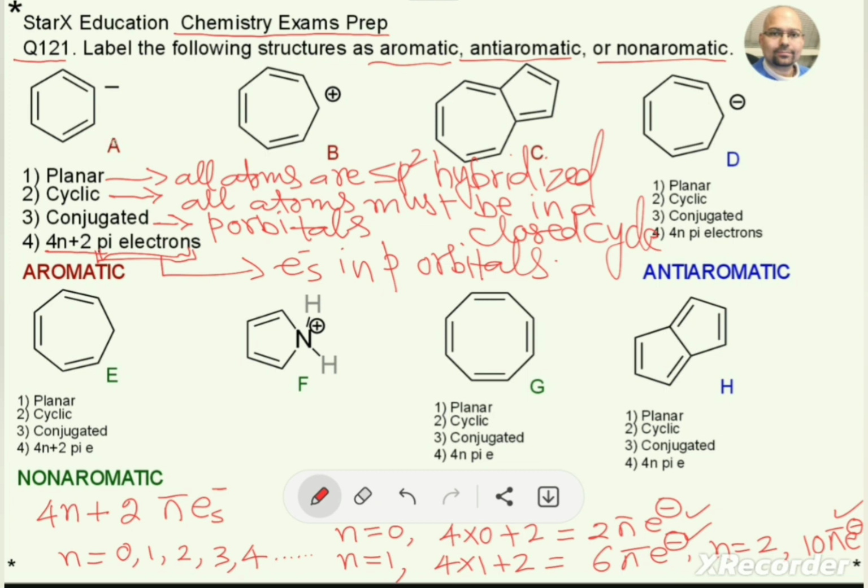If we have a look at A, we can see the benzene ring here. It also has a negative charge, so it has 2 electrons. The name of this anion is phenyl carbanion or phenyl anion. We know that benzene is aromatic and it fulfills all of these 4 conditions. Now the question arises: is this negative charge also taking part in conjugation, or are there 6 pi electrons, or are there 8 pi electrons?